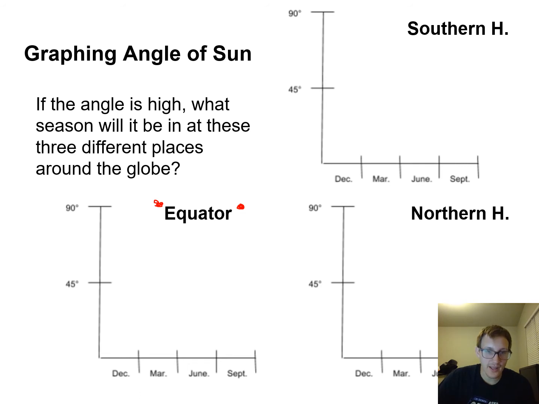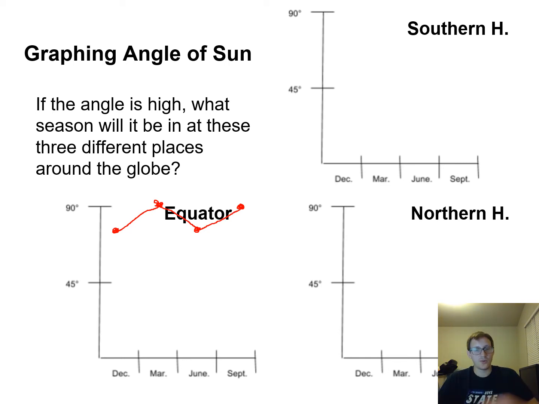Okay, and so what happens is, I said I was doing southern hemisphere first, but I'm not. Basically, in December, it's going to go down a little bit. Okay, and in June, it's going to go down a little bit because it's not going to be directly over. And it's going to look something like this.